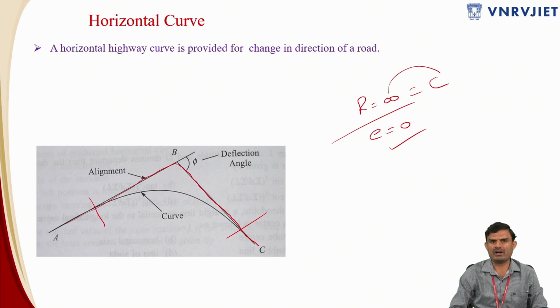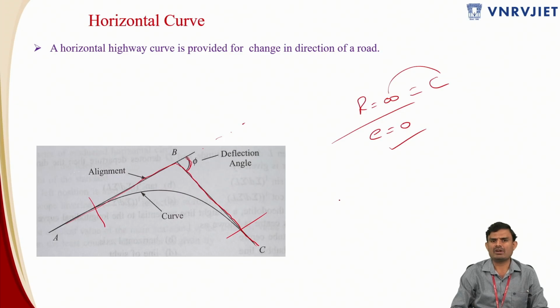This horizontal curve you have to visualize as seen in the plan, that is, the top view of any particular road. This is my original path over here, and this is my changed path over here. The angle between both of them is said to be the deflection angle or the deviation angle.